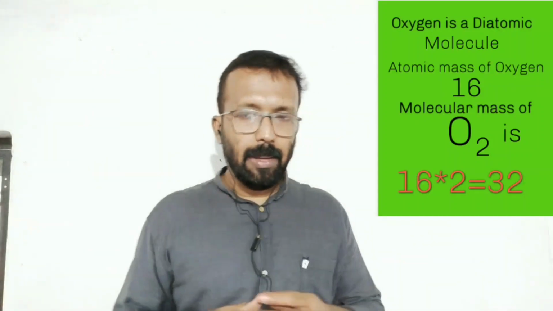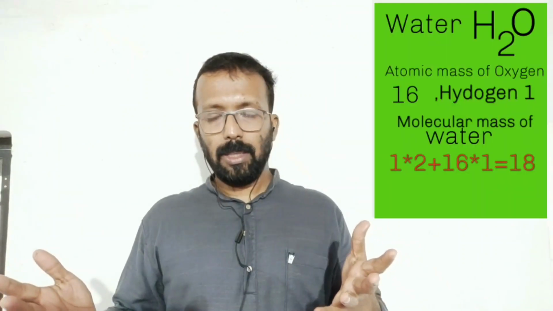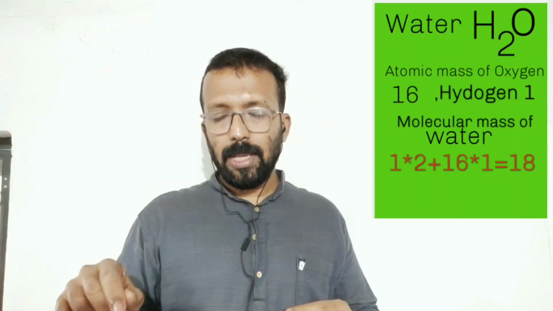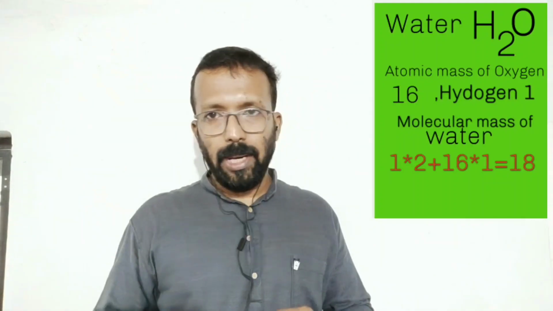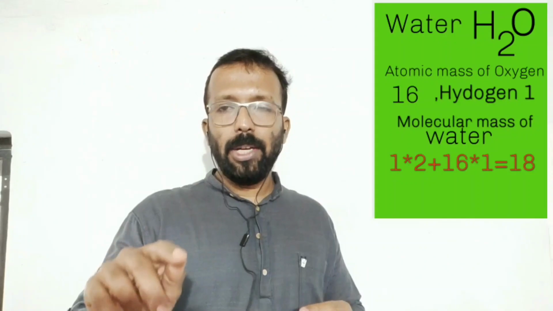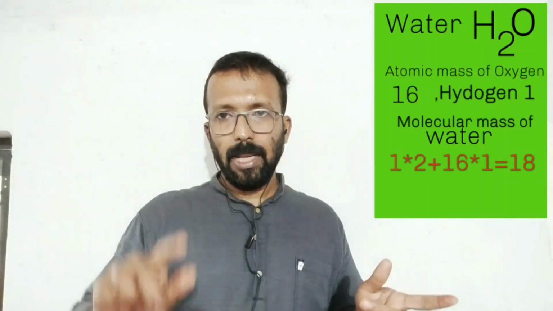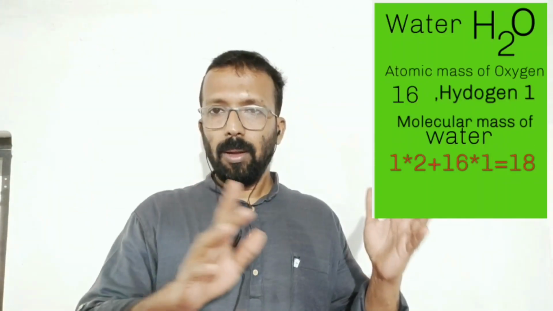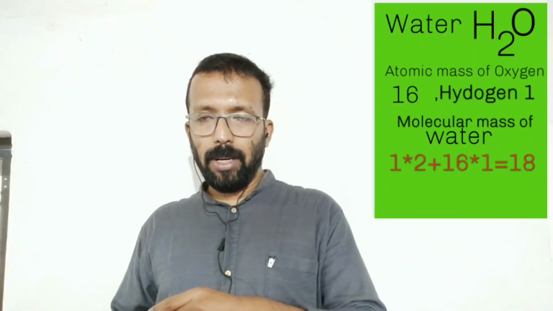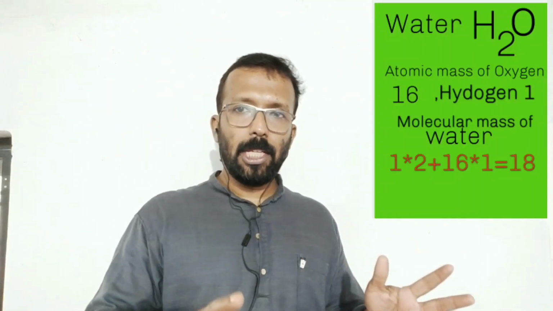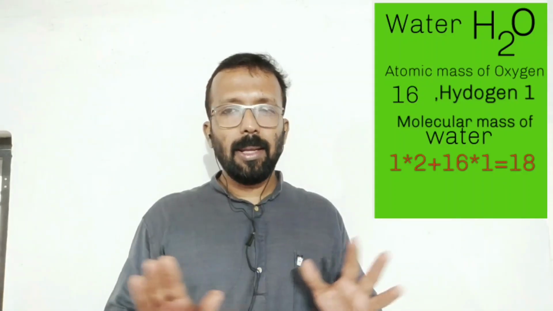Similarly, let us take another example. How can the molecular mass of water be calculated? The chemical formula of water is H2O. It contains 2 hydrogen atoms plus 1 oxygen atom. The atomic mass of hydrogen is 1. So 1 into 2 plus the atomic mass of oxygen, 16 into 1. So 1 into 2 plus 16 into 1, 2 plus 16, that's equal to 18. So 18 is the molecular mass of water.